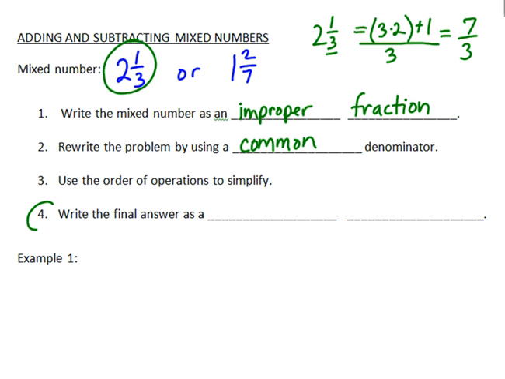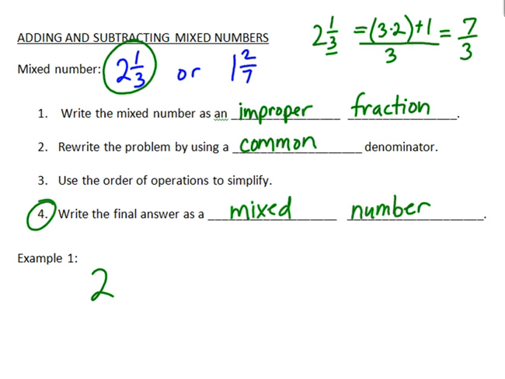Now, this is key. A lot of people forget this. Always write the final answer as a mixed number, even though you changed it to an improper fraction. If the original problem was given to you in a mixed number, write it as a mixed number. That's a simplified version.